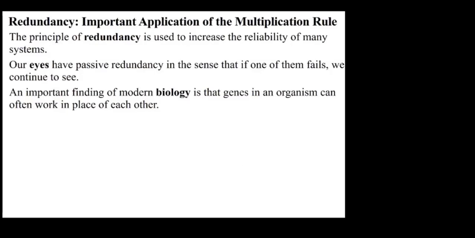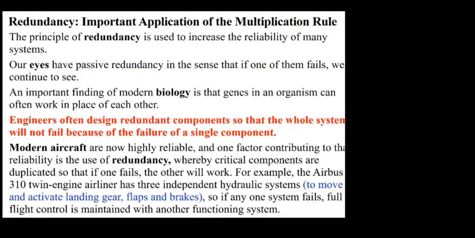Redundancy is an important application of the multiplication rule. The principle of redundancy is used to increase the reliability of many systems. Our eyes have passive redundancy in the sense that if one of them fails, we continue to see. An important finding of modern biology is that genes in an organism can often work in place of each other. Engineers often design redundant components so that the whole system will not fail because of the failure of a single component. Modern aircraft are now highly reliable, and one factor contributing to that reliability is the use of redundancy, whereby critical components are duplicated so that if one fails, the other will work.